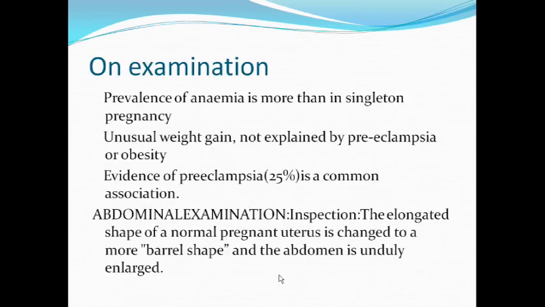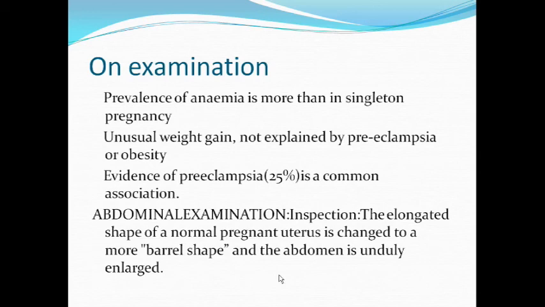When you do the examination, you will find the prevalence of anemia is definitely more common than in singleton pregnancy. Weight gain will be unusually high and will not be explained by preeclampsia or obesity. Chances of preeclampsia will be more, around 25% more than normal.